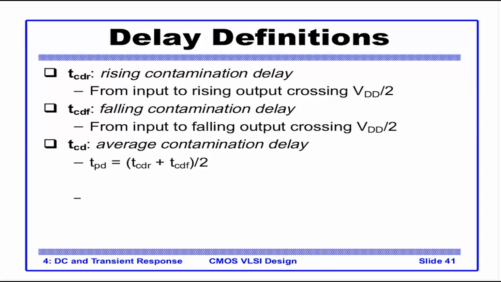Now TCDR is rising contamination delay from input to rising output crossing VDD by 2. TCDF is the falling contamination delay. I'll come to what this contamination delay is. This contamination delay, for example, is not applicable for inverters. It's only applicable for complex cases.